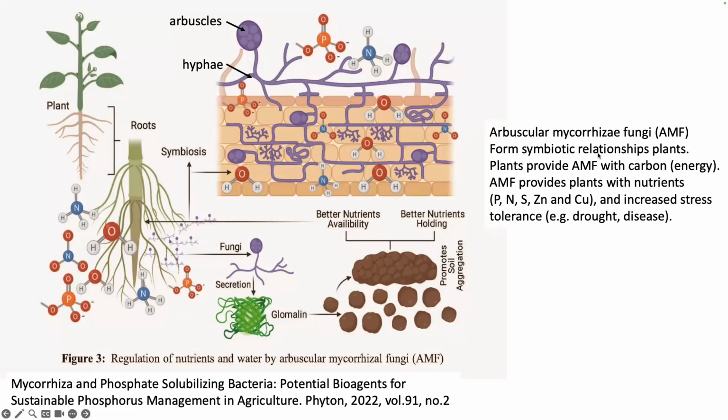And this fungi, the AMF, actually penetrates the roots. So part of the fungi is in the roots and part of it's in the soil. And it's a symbiotic relationship. The plants provide the AMF, the fungi, with carbon and hydrogen for energy. And then the AMF provides the plants with nutrients and increased stress tolerance, drought and disease. It also has a big factor in forming this water-stable aggregate soil structure. So they're very important in that aspect too.